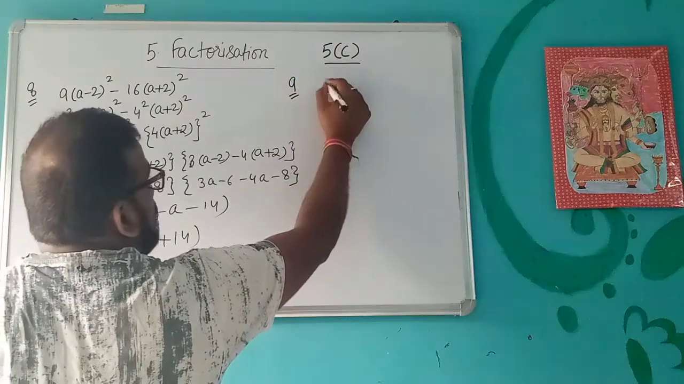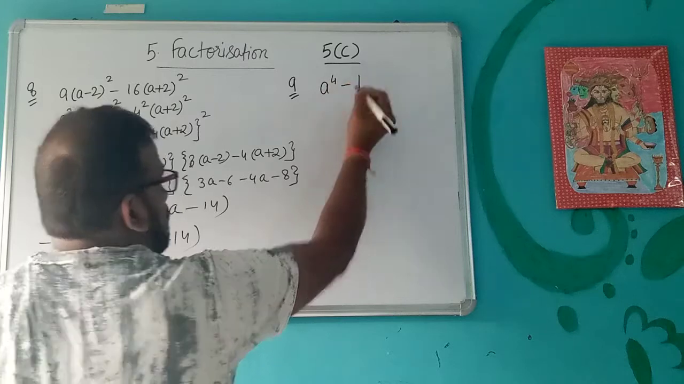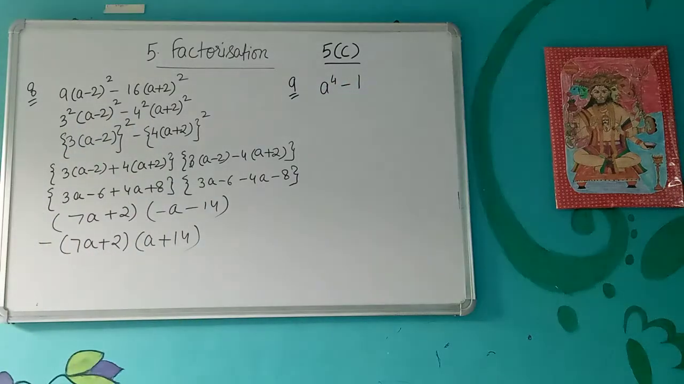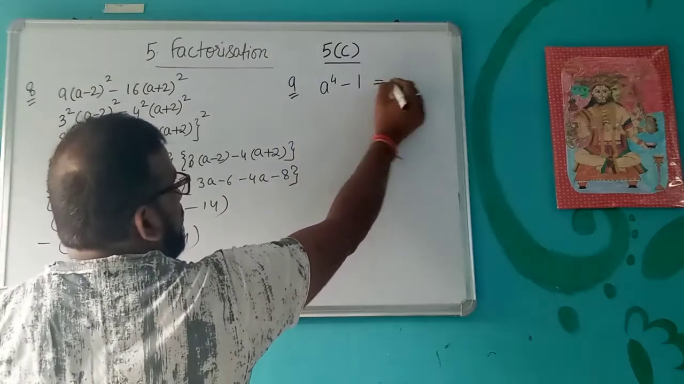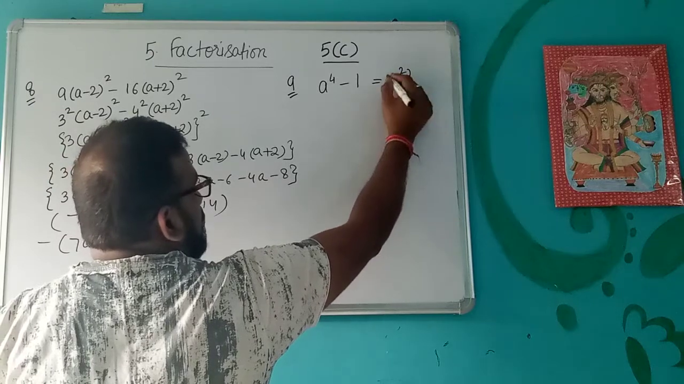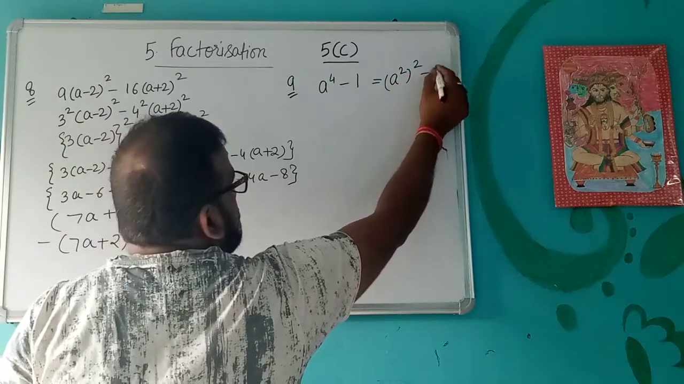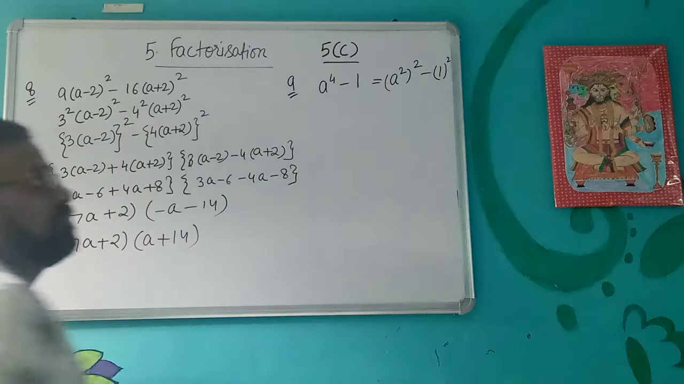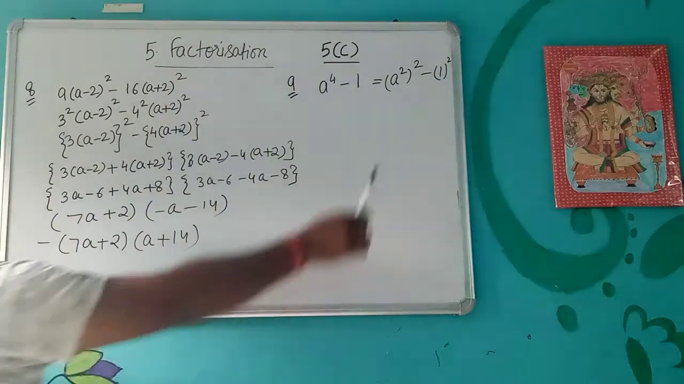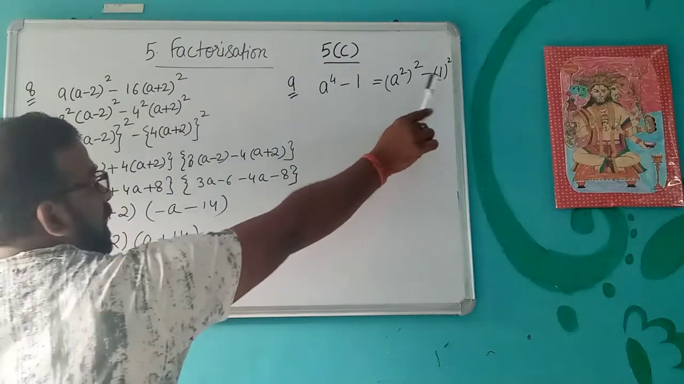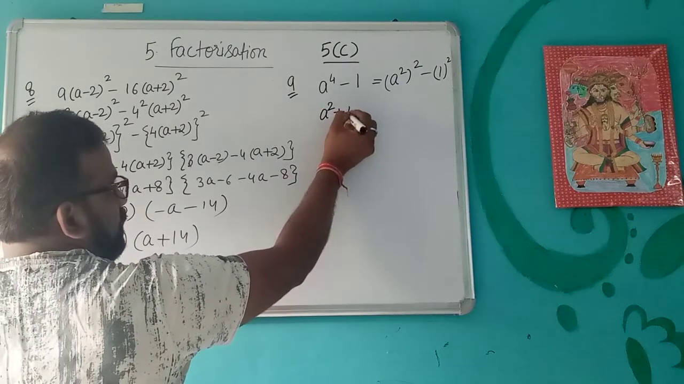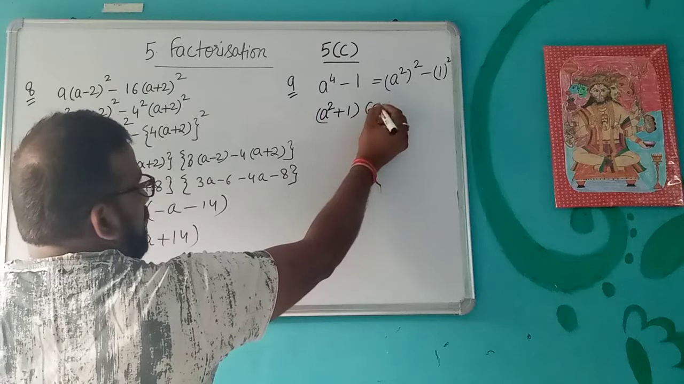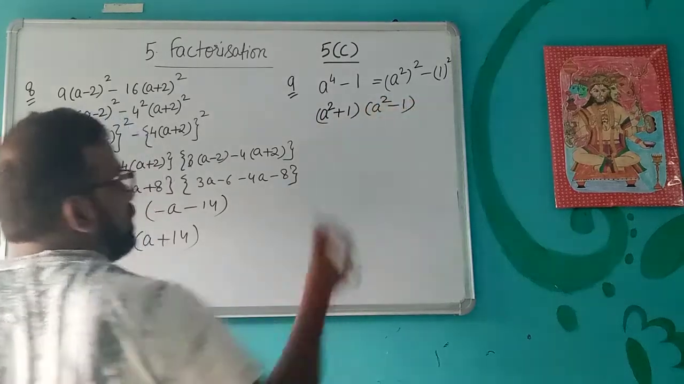Then a problem like this. Now in this, the power of a is the fourth power. So I can write it as (a square) whole square minus 1 square. Okay. Now this will be my a and this will be my b. So we can write it as a plus b and a minus b.